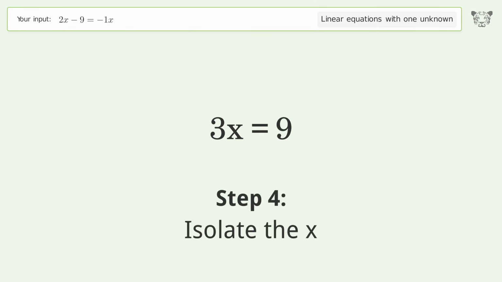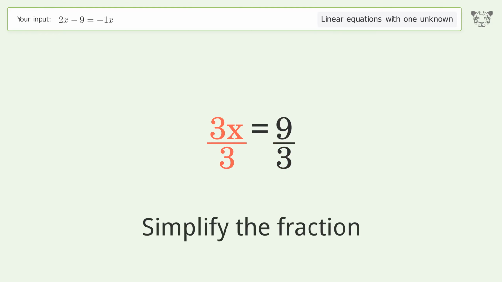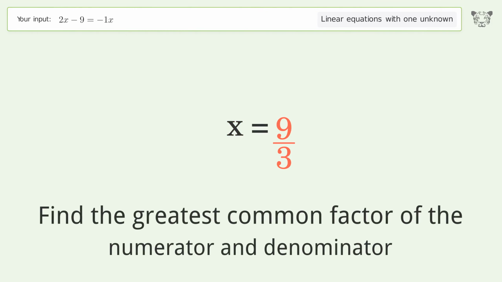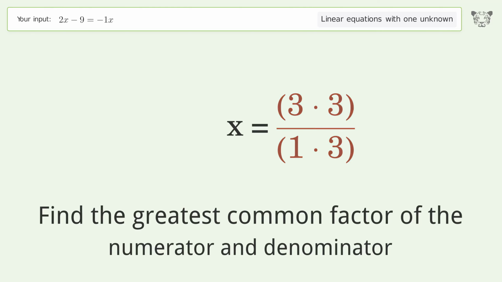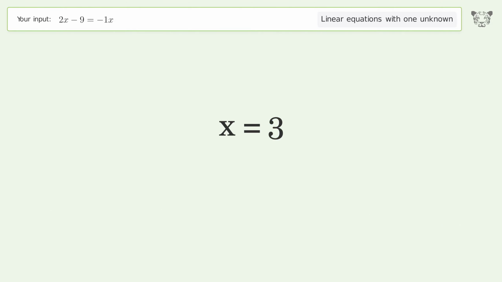Isolate the x. Divide both sides by 3. Simplify the fraction. Find the greatest common factor of the numerator and denominator. Factor out and cancel the greatest common factor. And so the final result is x equals 3.